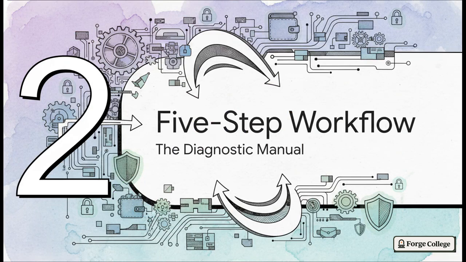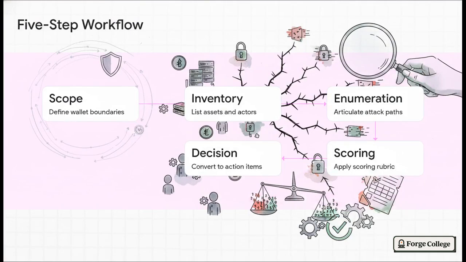Moving right along, Section 2, the 5-step workflow. Let's open up the diagnostic manual. So here's the sequence: scope, inventory, enumeration, scoring, and decision. This specific flow is brilliant because it takes that messy, chaotic pile of developer what-ifs keeping you up at night and transforms it into a clean, actionable priority list. When you're staring down a massive smart wallet codebase, you can't just guess where the holes are. You just run the manual, step by step.